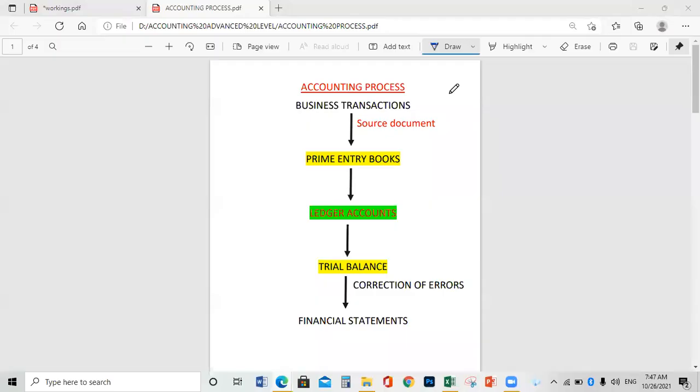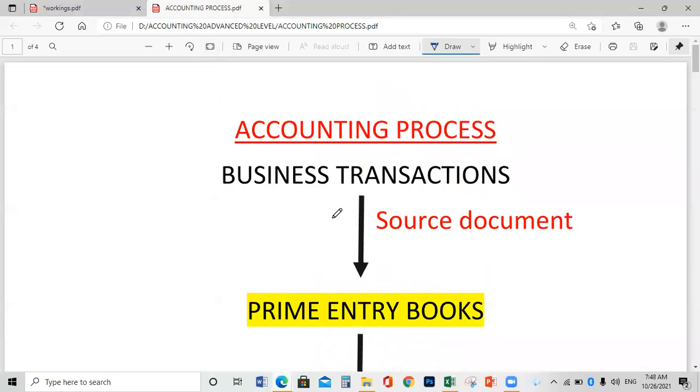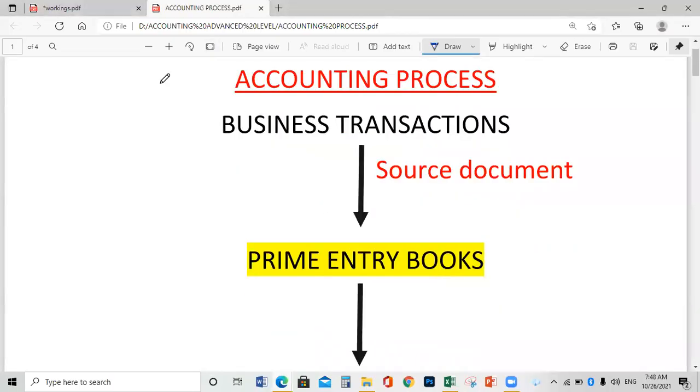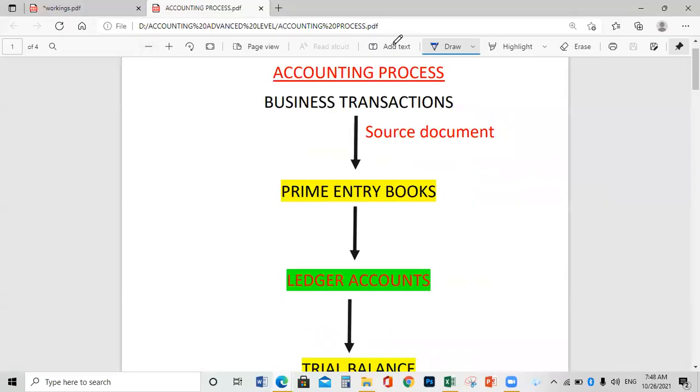Yeah, very good, Nazifa. Since only prime entry book values you take to the ledger. Guys, see the accounting process. The first place you record transactions is the prime entry book. So there is a sales return of 24,000, but you go to the prime entry book and record it as 2,400.